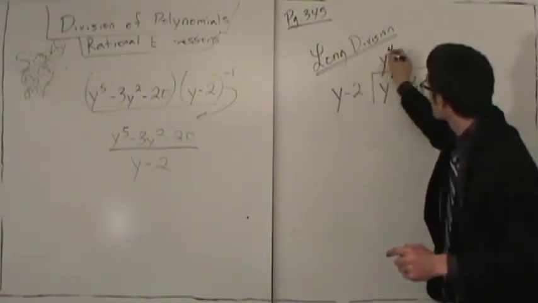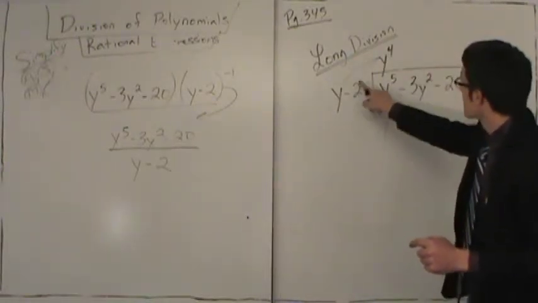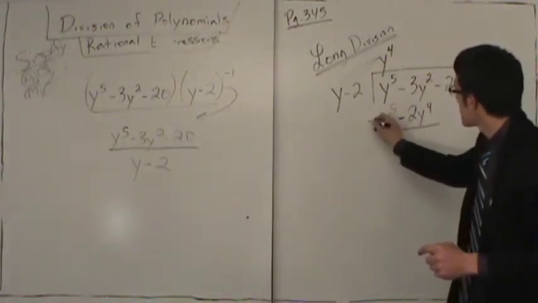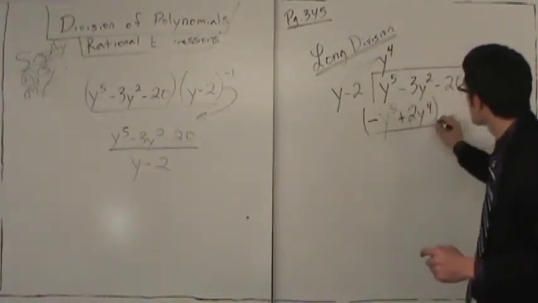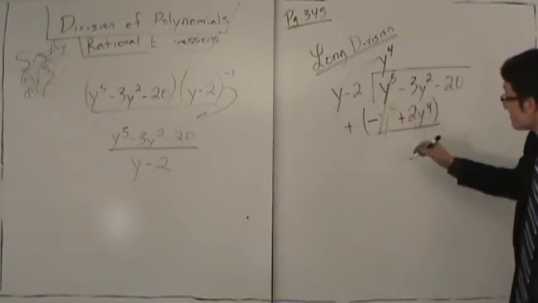Take the y to the 4th, multiply by both. Y to the 4th times y is y to the 5th. Y to the 4th times negative 2 is negative 2y to the 4th. And now we change the signs, make this negative, make this positive, and we add. The y to the 5th plus negative y to the 5th cancel.